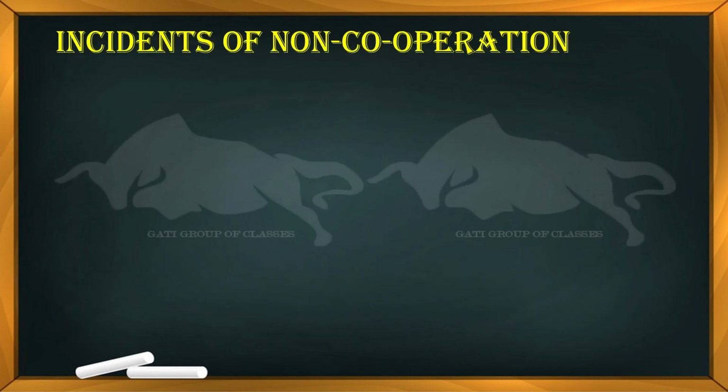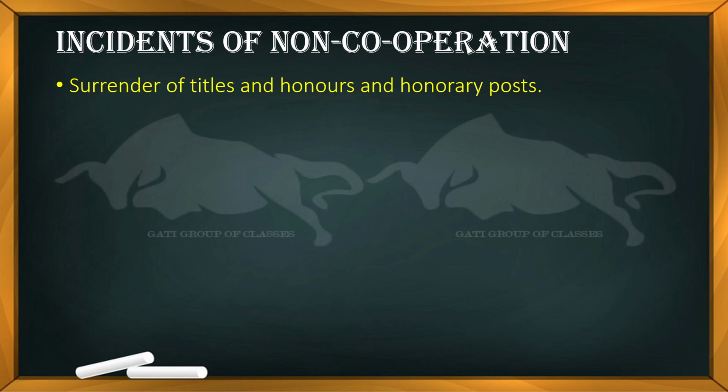Now the components of the non-cooperation movement, first of all, that is surrender of the titles and honors and the honorary posts. Now, what is this? What is the surrender of the titles? We have to keep this in mind that the titles like Sir, there were two persons. The one is Rabindranath Tagore, who got that title from the Britishers, and one more person that was Muhammad Ali Jinnah.